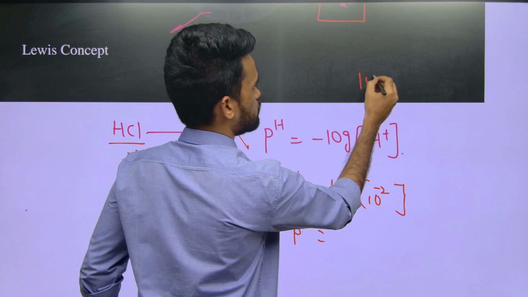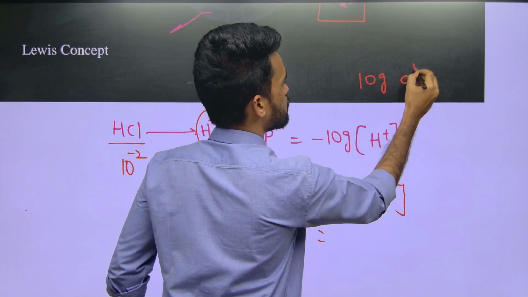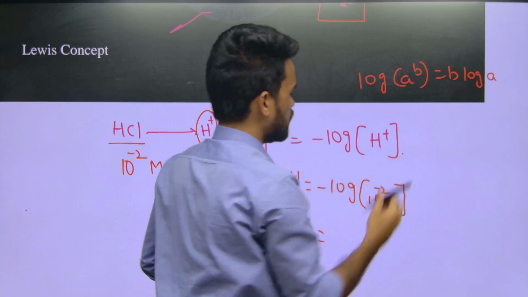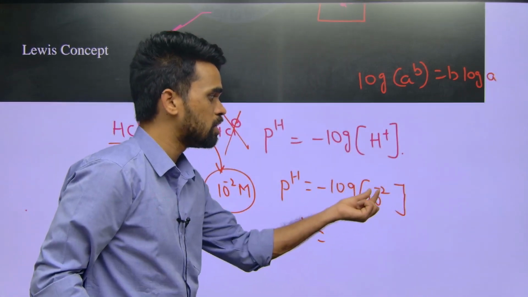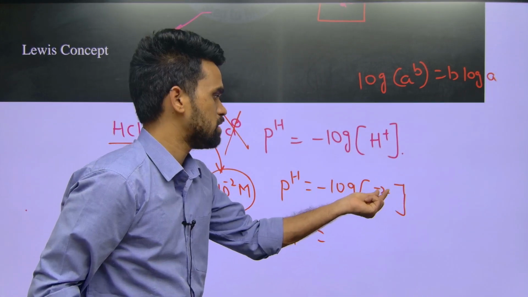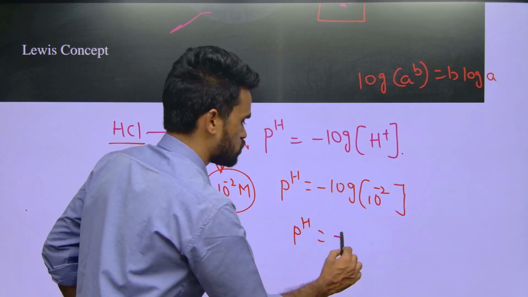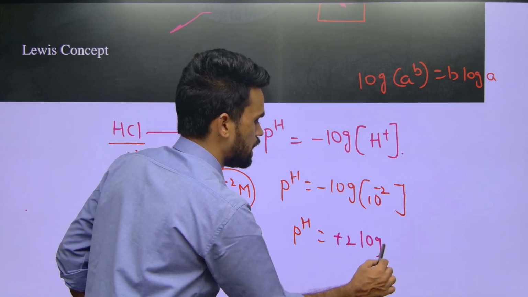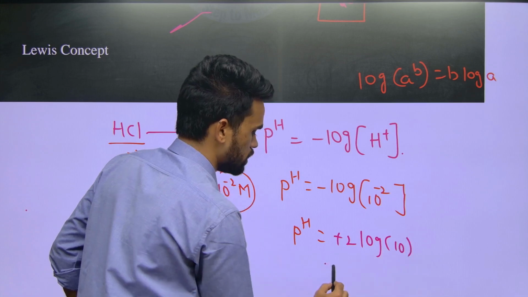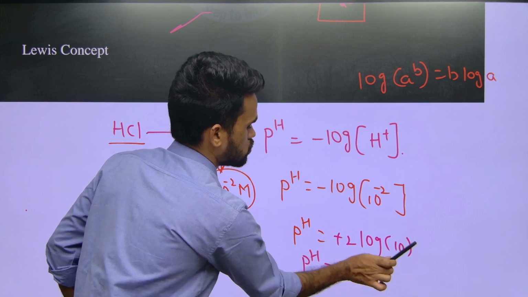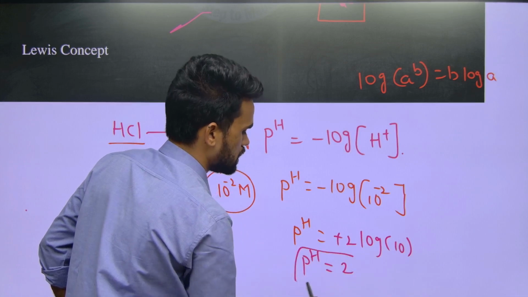If there is something like log A power B, you can write this as B log A. So here also, log 10 power minus 2 is there, so minus 2 can be written over here. Minus 2 into minus 1 becomes plus 2. Log 10 is 1. So what is the pH of this solution? It will be 2. You just represent it as 2.